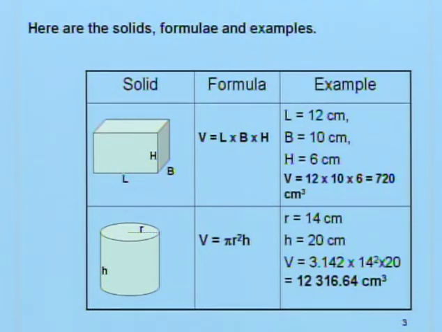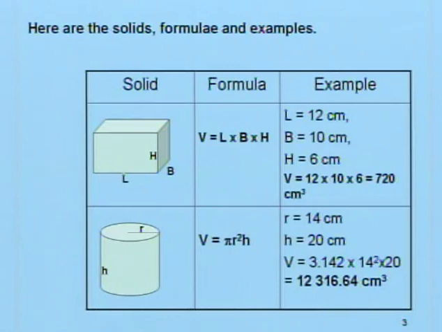In the next example, we have a cylinder and we are required to find the volume of the cylinder. In the cylinder, we know the radius as r and the height as h. The volume of a cylinder can be considered as the volume of a prism, that is area of base times height.